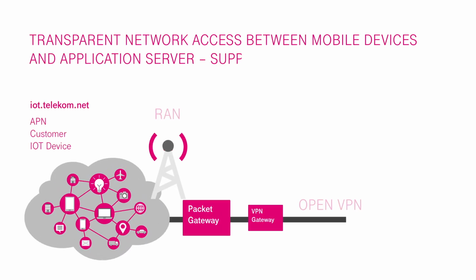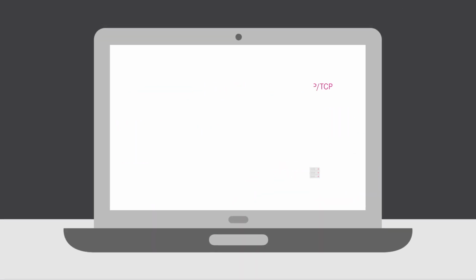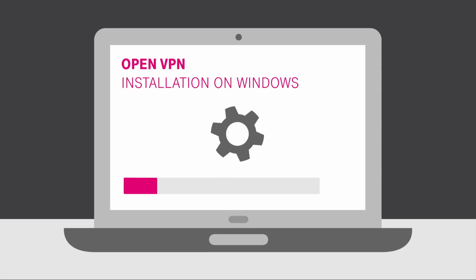It's common standard to connect IoT devices via VPN connection. That's why we included the VPN service within our IoT tariffs at no extra cost. This allows you to establish a secure data transfer between the Telekom network and the customer's server by default. In this tutorial, you will learn how to set up an OpenVPN connection.